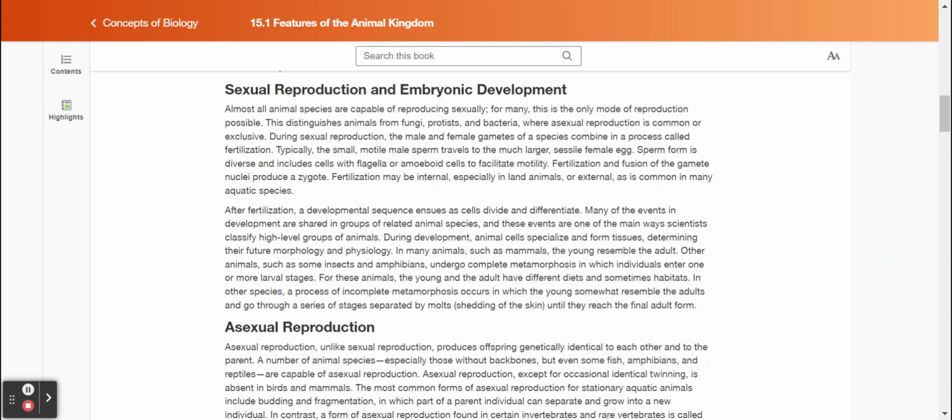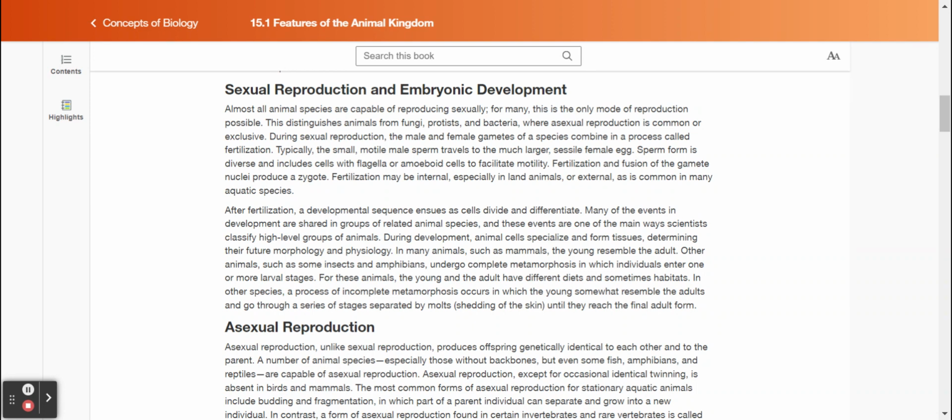Typically, the small, motile male sperm travels to the much larger, sessile female egg. Sperm form is diverse and includes cells with flagella or amoeboid cells to facilitate motility. Fertilization and fusion of the gamete nuclei produce a zygote. Fertilization may be internal, especially in land animals, or external, as is common in many aquatic species.